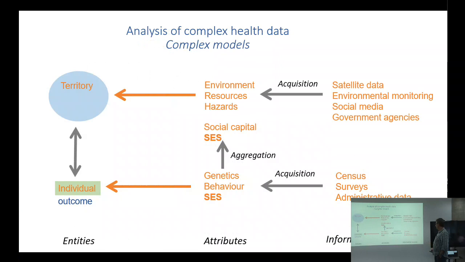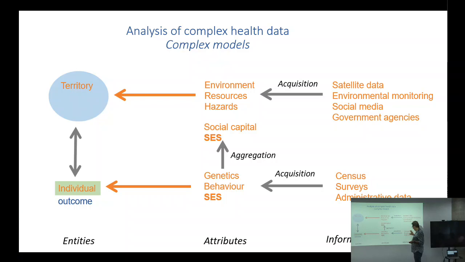So again, we have the territory and the individuals. We can aggregate individual variables into the territory. This is a classical study like Durkheim did, and then obtain some socioeconomic and population demographic indicators. But some variables must be obtained from other kinds of information sources like satellite data, environmental monitoring data, social media, government agencies, etc.